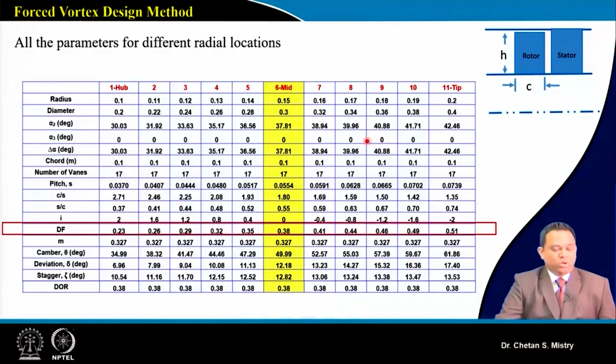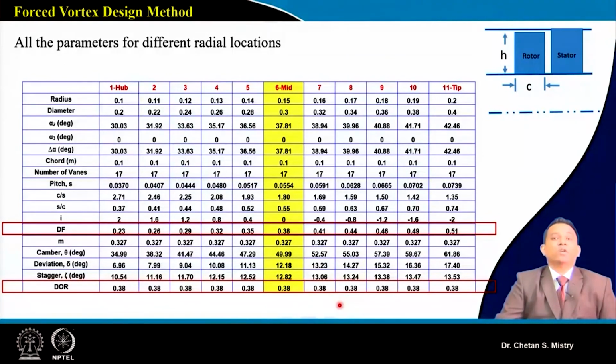Okay, so here if you look at my diffusion factor, it is 0.23 near the hub region, and near the tip I have this number as 0.51. And the degree of reaction, as we have discussed, is nothing but 1 minus the degree of reaction of my rotor, which comes to 0.38.